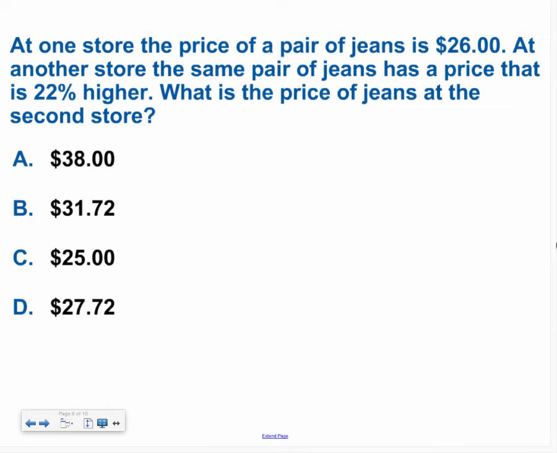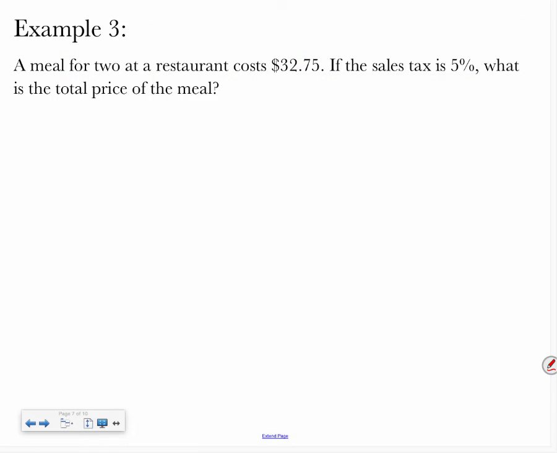Alright, why don't you guys go ahead and take a look at this next example on your own and see if you can figure out what the price of jeans at the second store is. Hopefully you determined the jeans at the second store was $32.72. If not, be sure to ask for help tomorrow in class. Email me, ask a friend. So many options to get help. Make sure you take advantage of it if you need it.